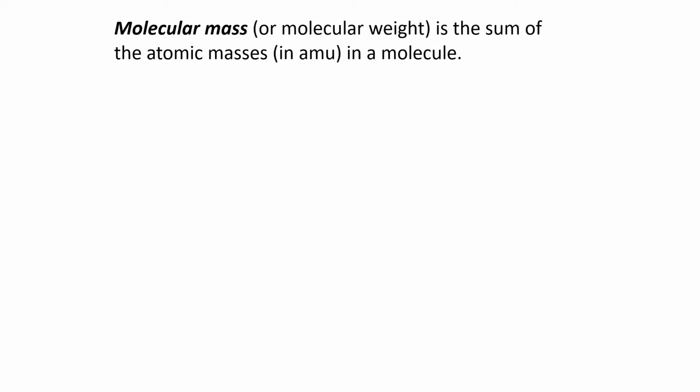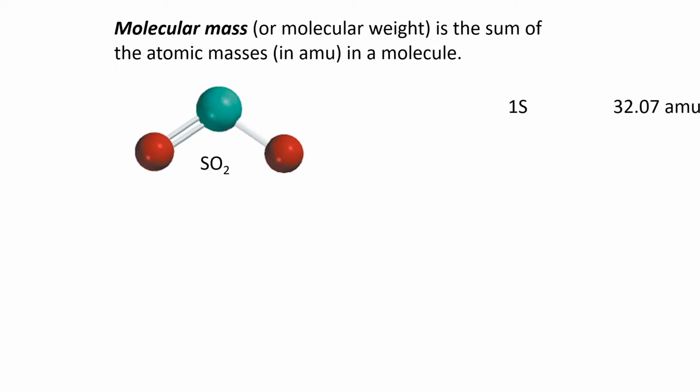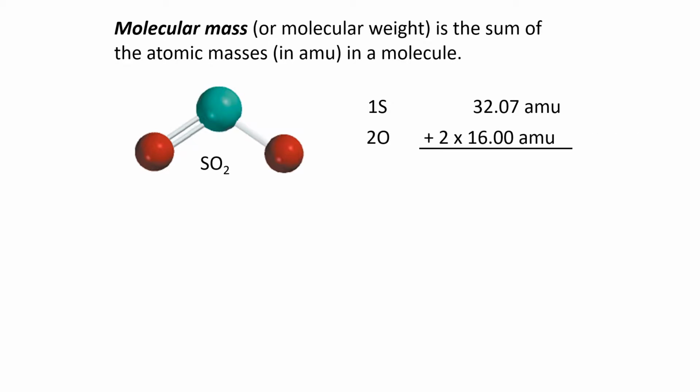Next terminology, or next definition, molecular mass or molecular weight. And this is the sum of the atomic masses in AMUs in a molecule. So here we're looking at SO2. We have 1 sulfur atom, and we look on the periodic table. It has a mass of 32.07 AMUs. We have 2 oxygen atoms. So we add to that sulfur mass 2 times the mass of oxygen to get the molecular mass of SO2 in atomic mass units, which is 64.07 AMUs.